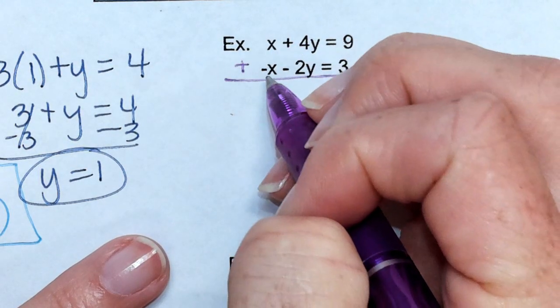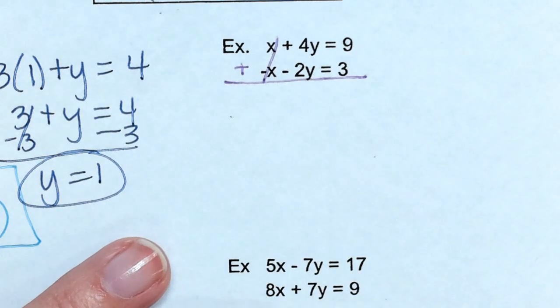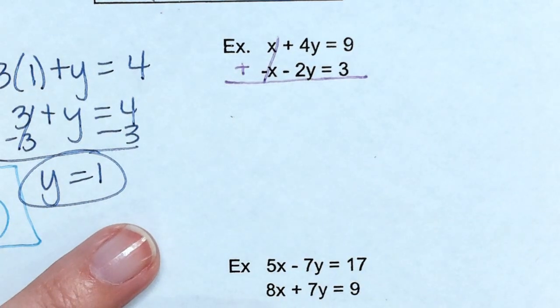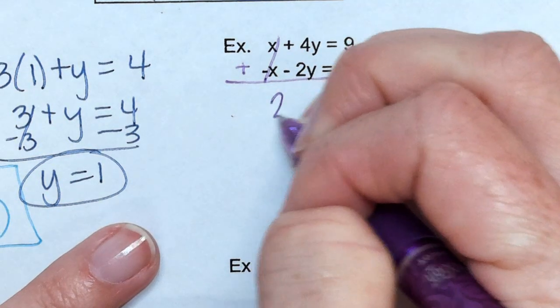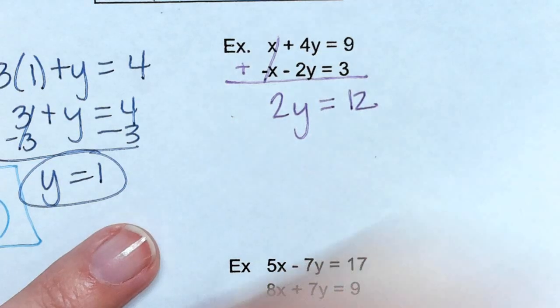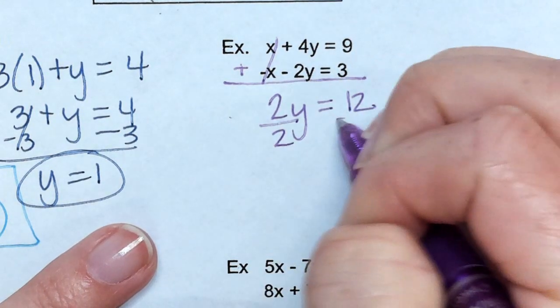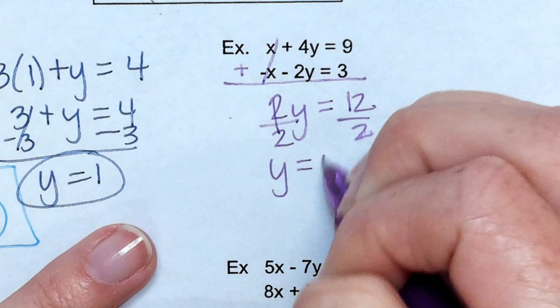What is x plus negative x? 0. It's gone. What is 4 minus 2? So I have 2y equals, and what's 9 plus 3? 12. I'm going to get rid of the 2 by doing what? Dividing by 2. And I get y equals 6.